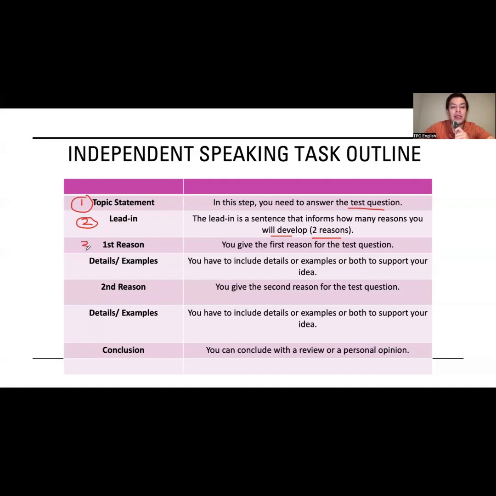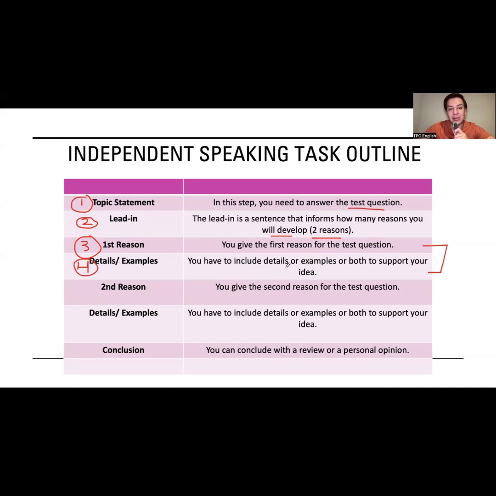Okay? The third step is our first reason. You give the first reason for the test question. Okay? Remember, we need to start by giving the first reason why we think our response. And after that, in the fourth step, we need to give a detail, an example, or both about our previous first reason. You have to include details or examples or both if you have time to support your idea.